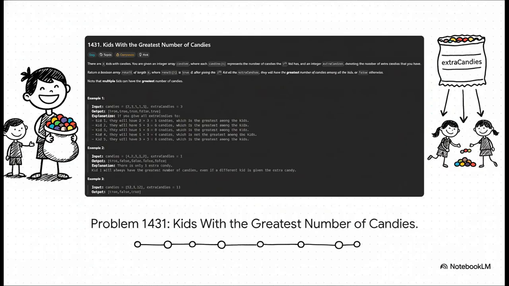Okay, let's get into it. The problem is called Kids With the Greatest Number of Candies. It says, given an integer array candies and an integer extraCandies, return a Boolean array result.